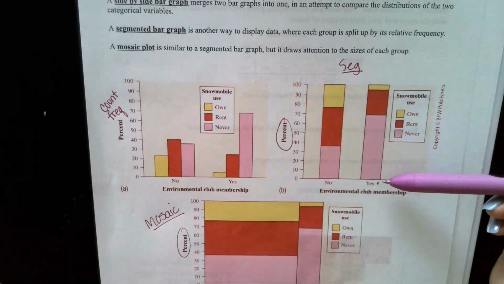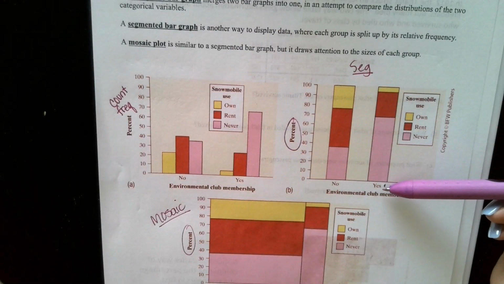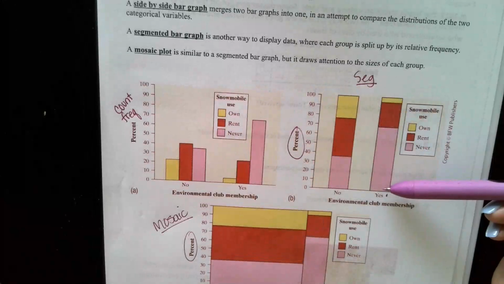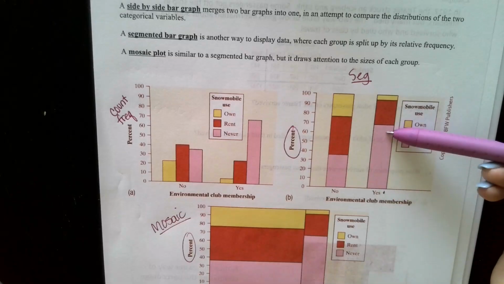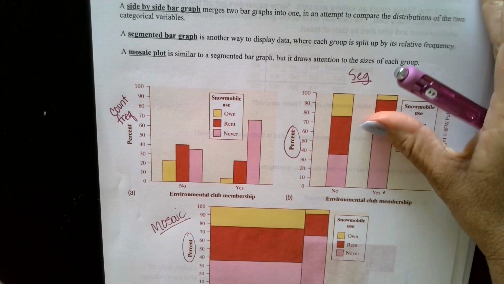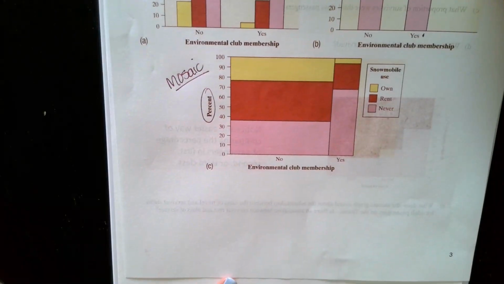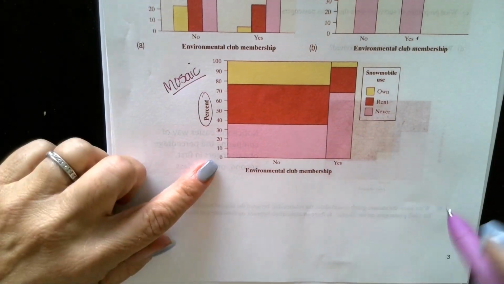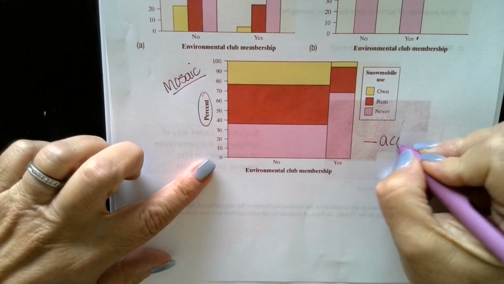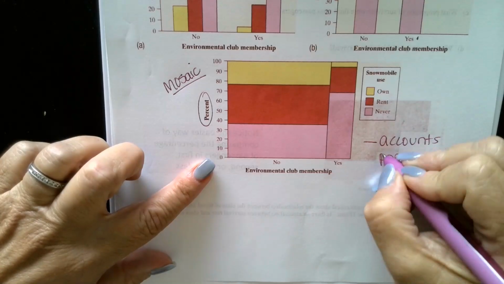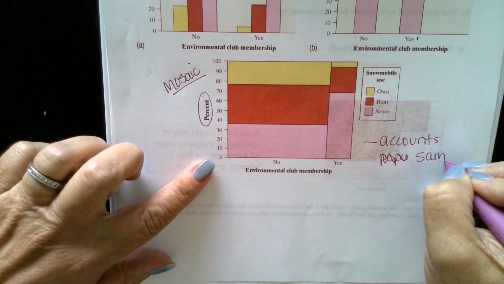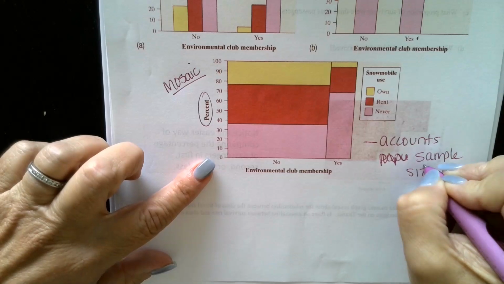So we said the majority of the people in the environmental club, I'm back here on the segmented bar graph, are members and have never been on a snowmobile, and we would say yes. However, when we look at a mosaic graph, what it does is it accounts for your sample size.